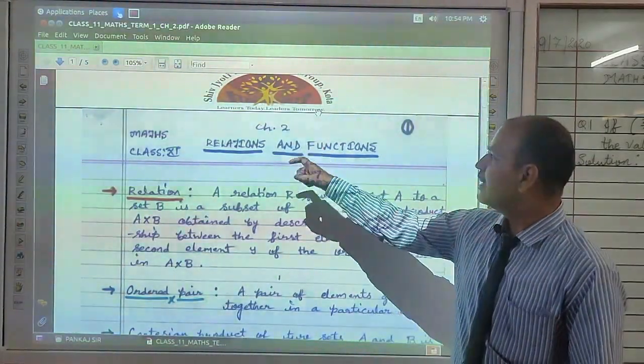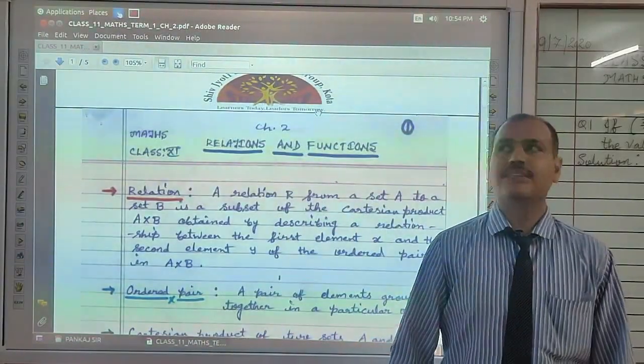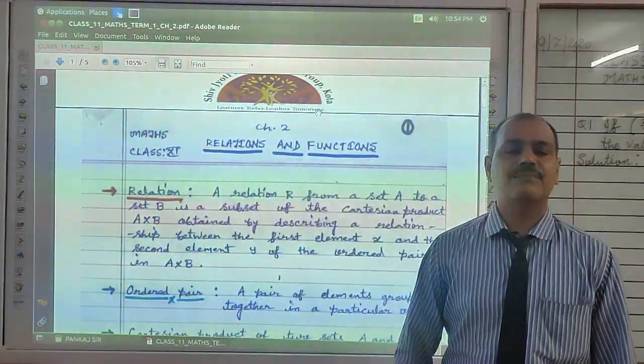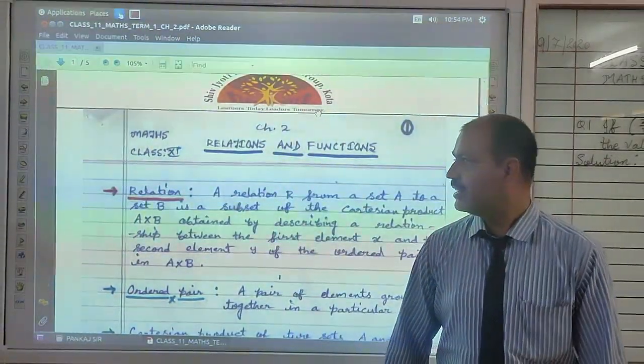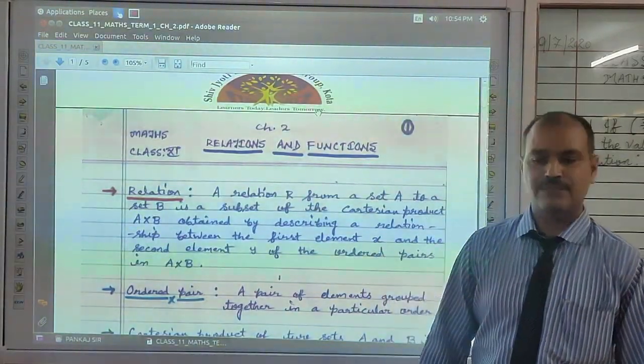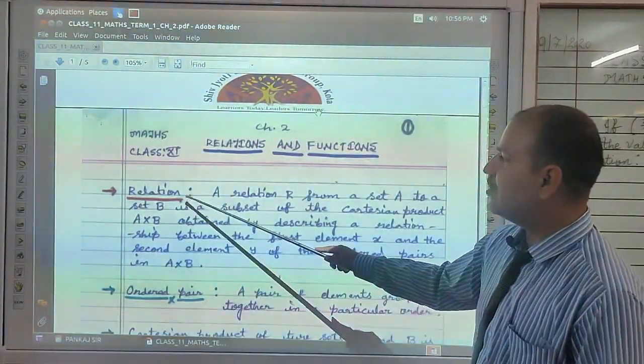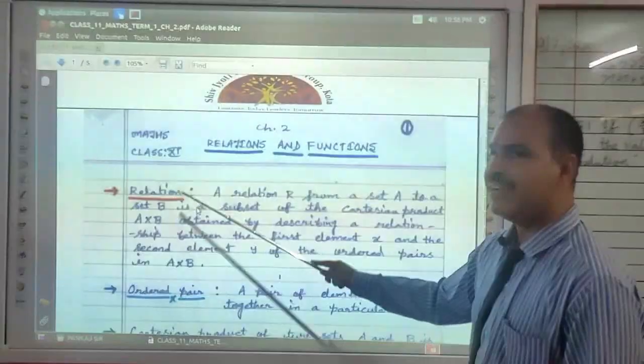Chapter 2, Relations and Functions of Class 11 Mathematics. Let's start with the introduction. Yes, relation. What do you mean by relation?